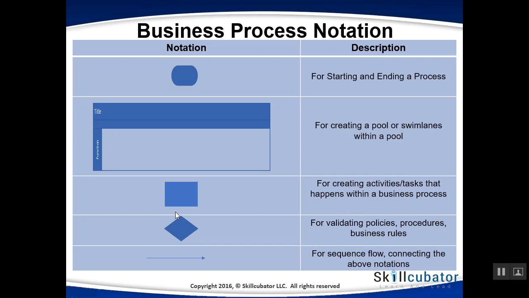The next one is used for capturing any activities or tasks that are done by the process participants. It is generally shown as either rounded rectangles or regular rectangles. The next one is the gateway. Gateway is used for validating any policies, procedures, or business rules. Whenever you have multiple outcomes, you can use this gateway. And the last one is your sequence flow, which is basically connecting two notations in your process flow. The arrow indicates in which direction the control of your flow is going.